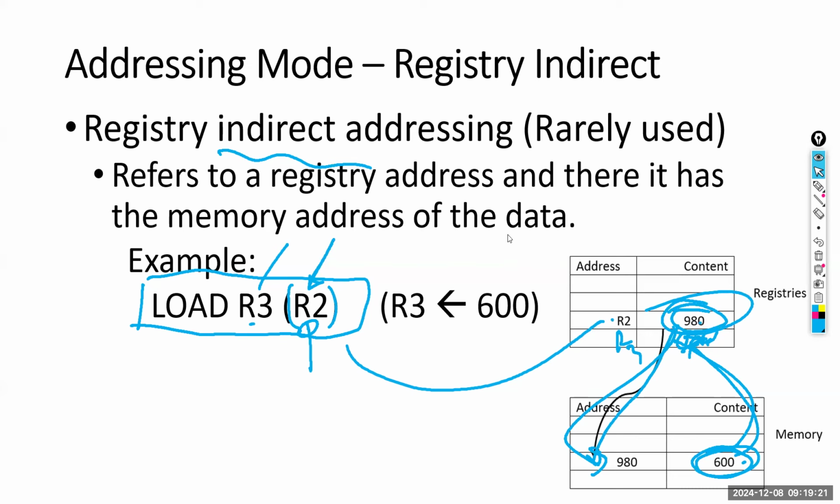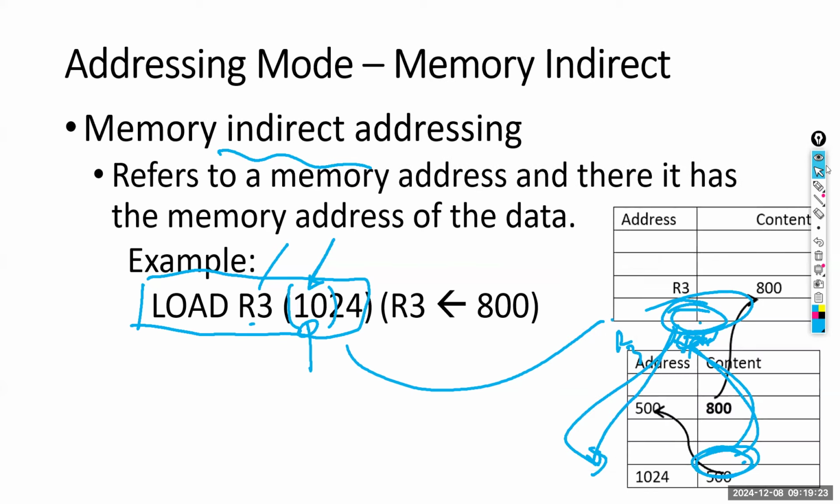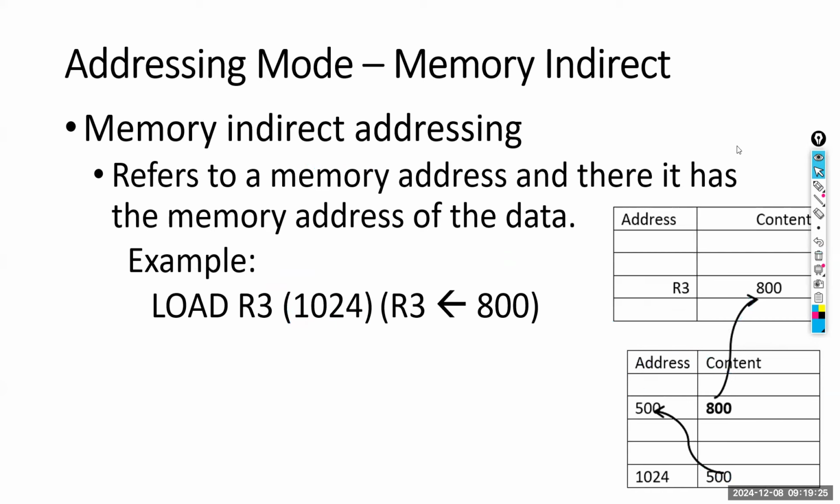Okay. Or it can be memory indirect. So if it is memory indirect, say this is load the value. If you just consider this as direct, load the value in memory address 1024 to register 3. That is if both are direct. But assume this is direct, this is indirect, and this is a memory address, not a register number.